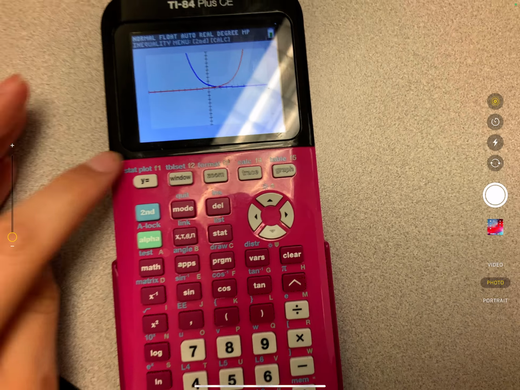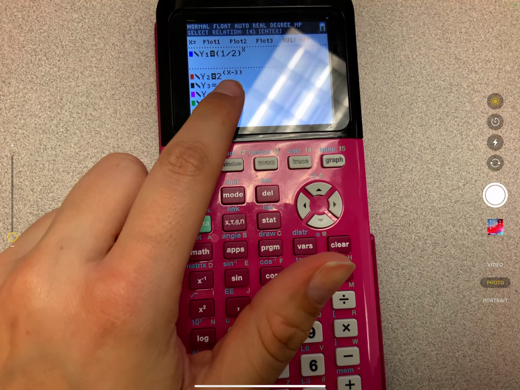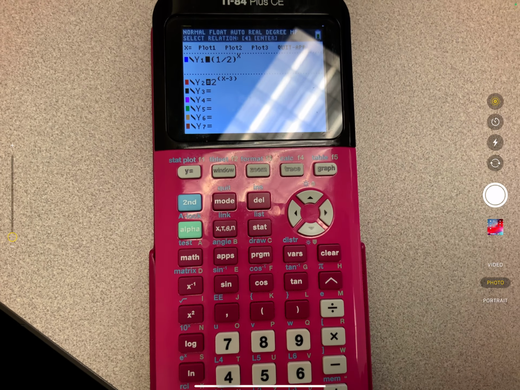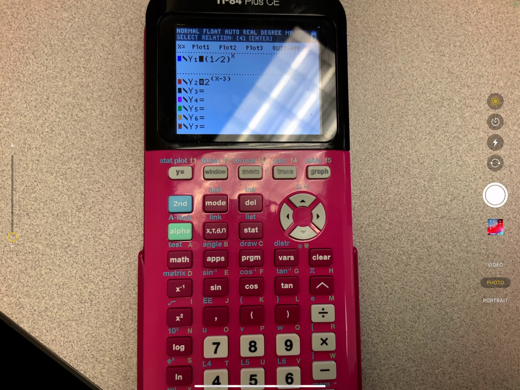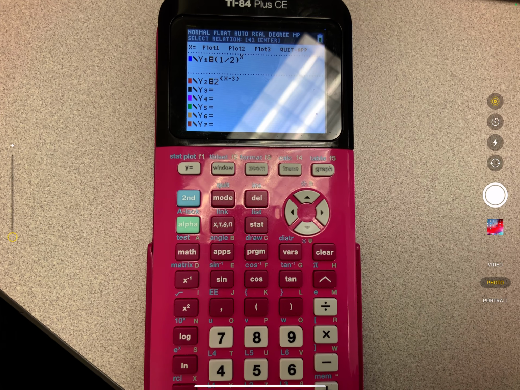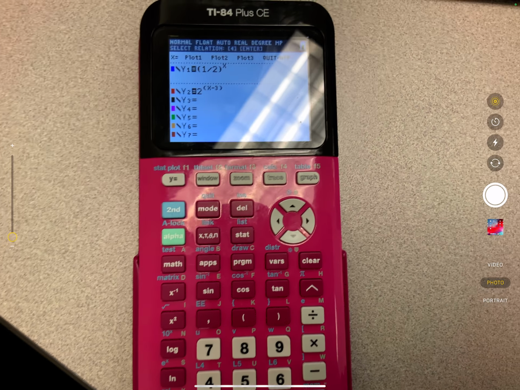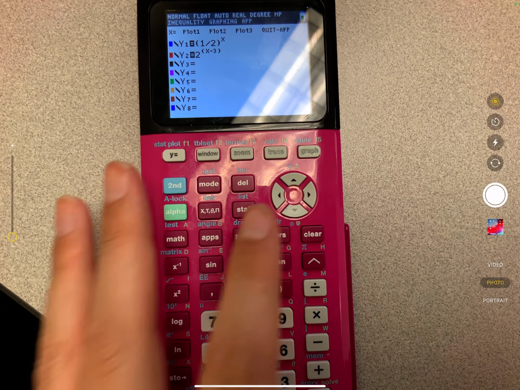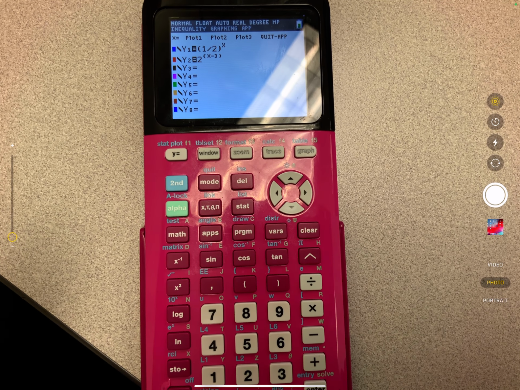Now that actually makes sense, because if you see the transformation, we're subtracting 3 from the x. Remember, when you do a transformation to the x, it goes the opposite direction. So minus 3 you would think goes left, but it goes right 3. So there's your transformation on that one. It moved the graph to the right 3.